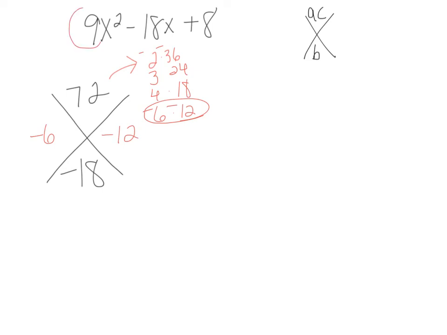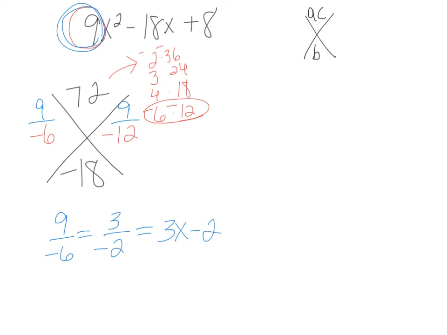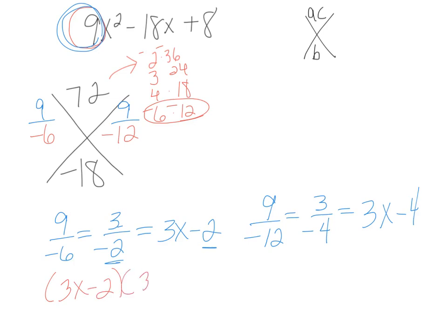All right, now I need to pay attention to this A term right here. This A term makes some fractions on this part of the x, and this is how we're going to get our answer. So I have 9 over negative 6. I can simplify that. Divide by 3 on the top and bottom. And this gives me my answer. 3x minus 2 is going to be one of my binomials. If you see this negative 2 just went right there, and that's where the 3 goes from. Let's do the other one. 9 over negative 12 simplifies to 3 over negative 4, and that gives me 3x minus 4. Let's write out our answer. 3x minus 2 and 3x minus 4.